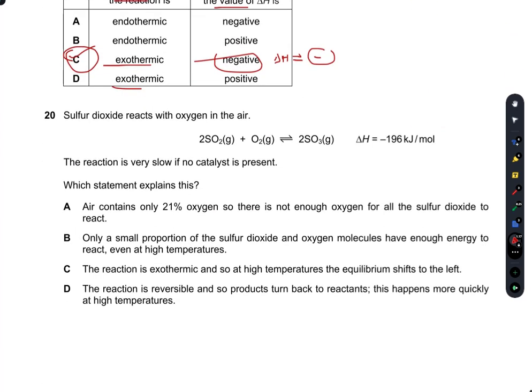Sulfur dioxide reacts with oxygen in the air. The reaction is very slow if no catalyst is present. Which statement explains this?